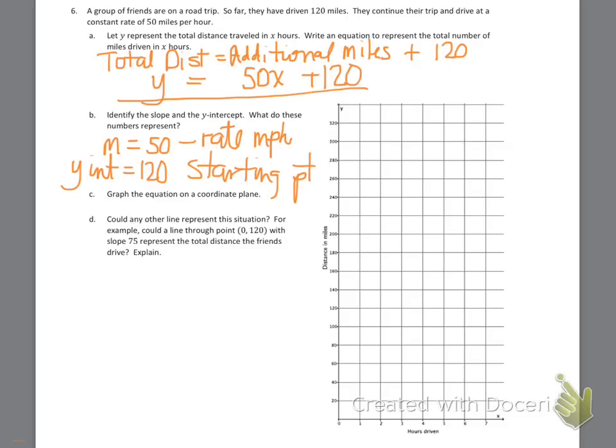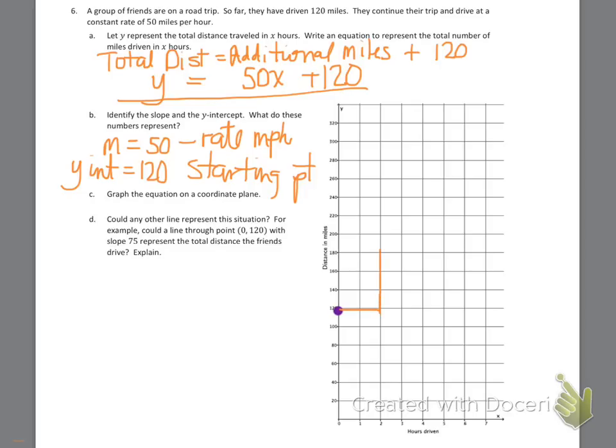Okay. So we can graph this equation on the coordinate plane. And so our y-intercept is 120. So it'd be right here. Right there at 0 hours, they're already at 120. So I know that every hour I'm adding 50. But I'm going to go every 2 hours. I'm going to use a different slope triangle because I know that in 2 hours they'll add 100 miles to their trip, and so they will have gone 220.